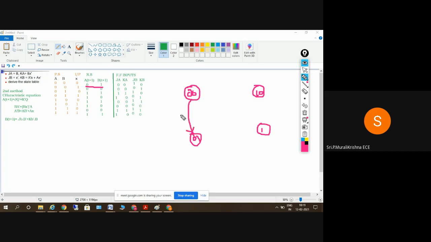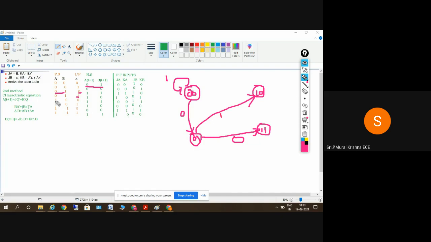So from 0 0, if input is 0, it will remain in the same state; if input is 1, it goes to 0 1. And from 0 1, it will go to the state 1 1 if input is 0. What is the 1 1 state here? This is the 1 1 state. If input is 1, it will go to state 1 0.